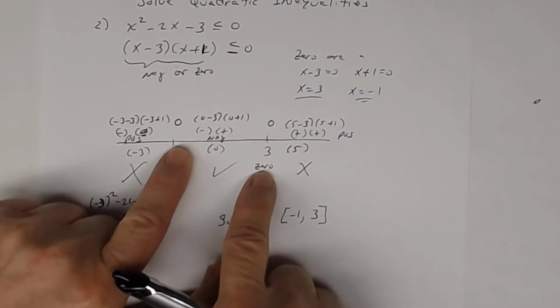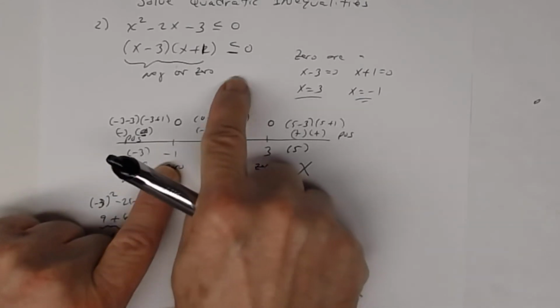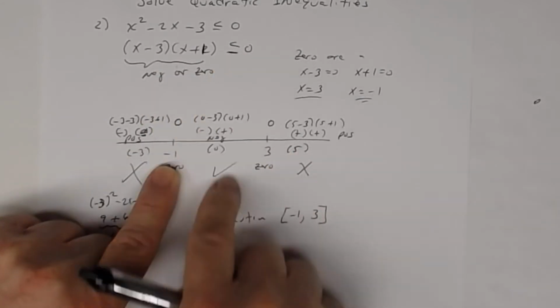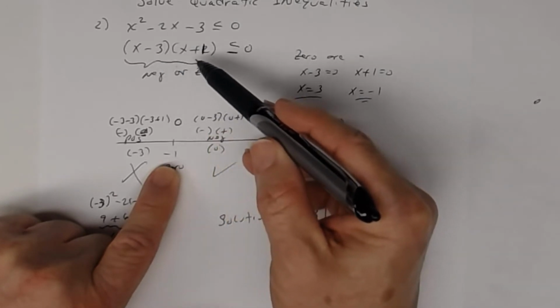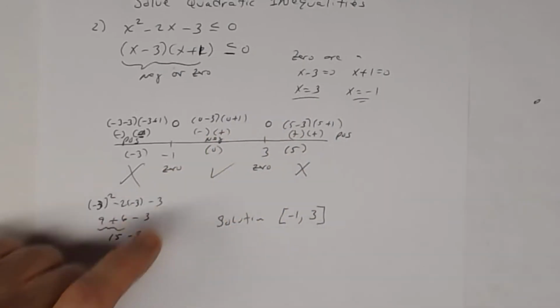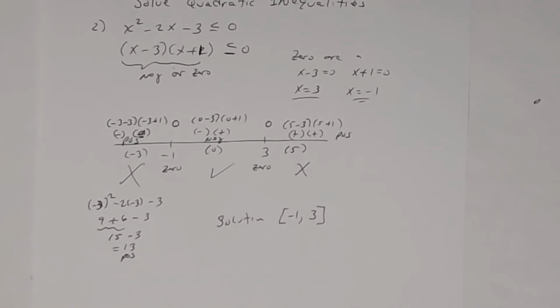So -1 is going to make this equal to 0, so hence bracket. 3 is going to make this product equal to 0, hence the bracket. Okay? And that's it. That's all you do. Very simple.